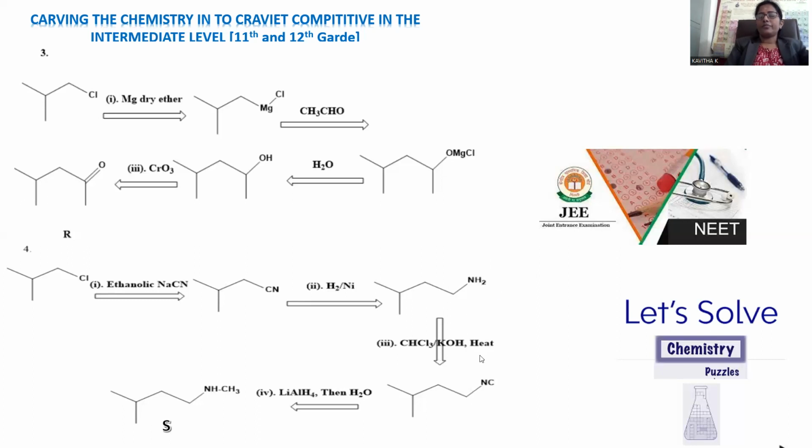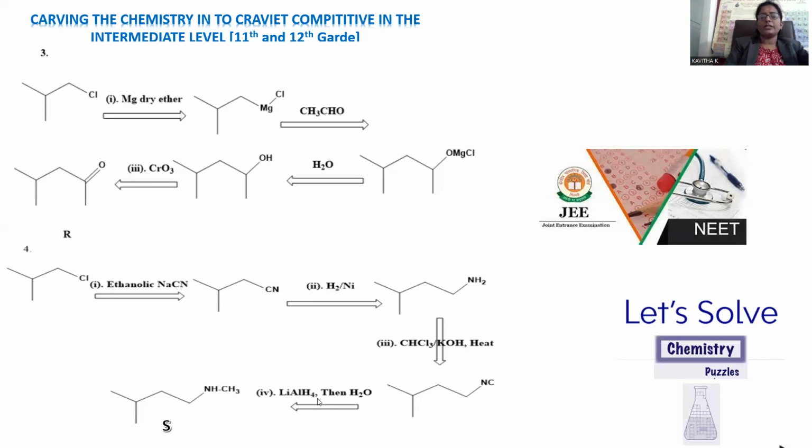The primary amine further undergoes reaction with chloroform. CHCl3 is called chloroform, in the presence of the base potassium hydroxide, on heating. This is called the carbylamine test. It is the characteristic reaction for primary amines, especially. The primary amine treated with this carbylamine reagent converts NH2 into NC. This is called an isocyanide, right? Isocyanide will be generated.